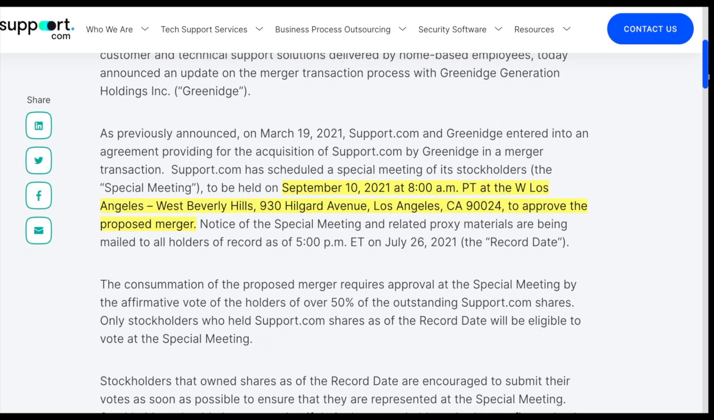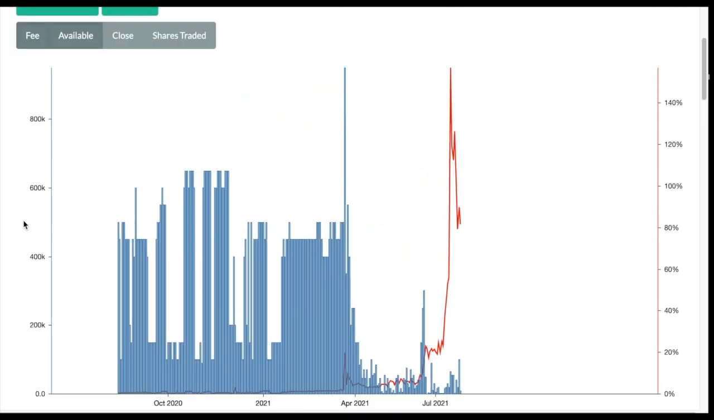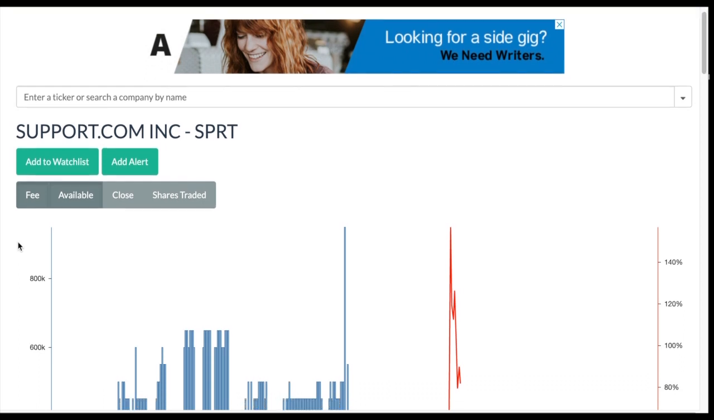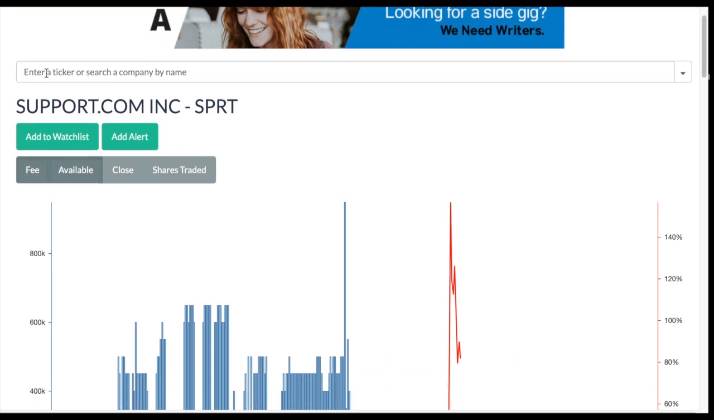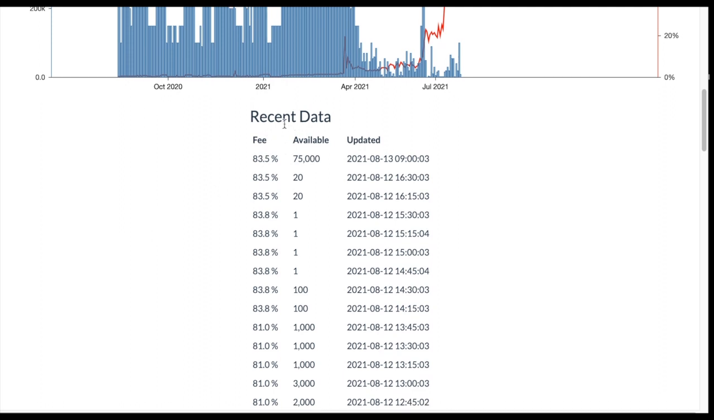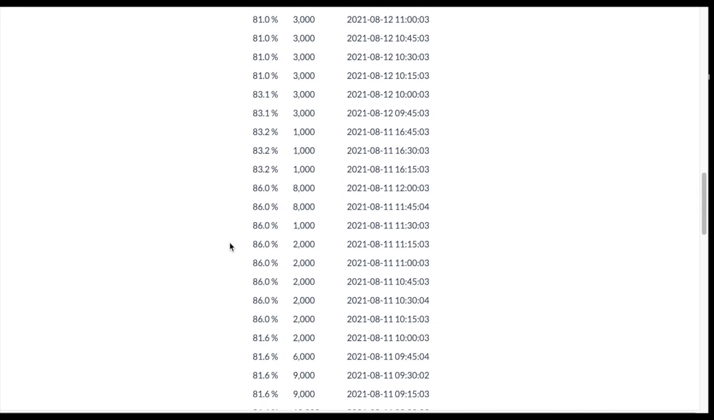So support.com, of course, September 10th at 8 a.m. Another thing you want to look at, for the short interest if you're playing that, is the iborrow.com website. Put the ticker symbol up here, and you want to look and see if there is a good amount of availability, which is low for support.com, and a high fee. The higher the fee, the more expensive it's going to be to carry this day over day.